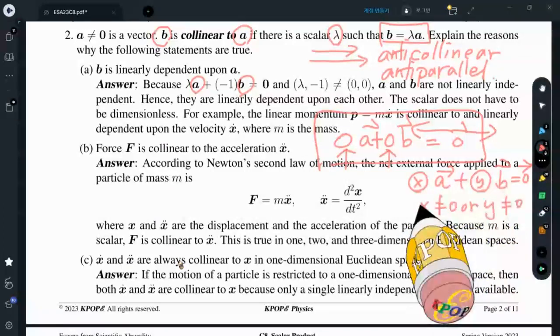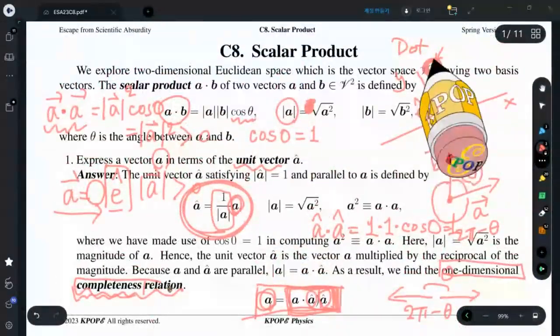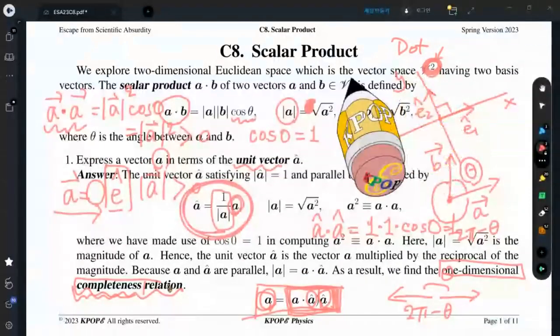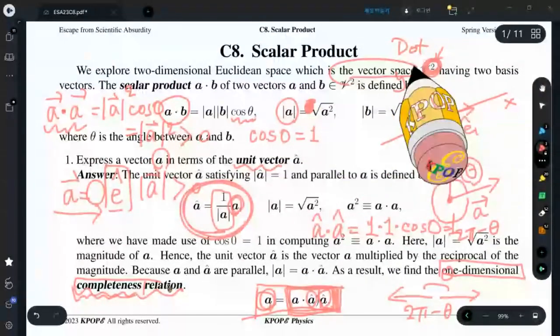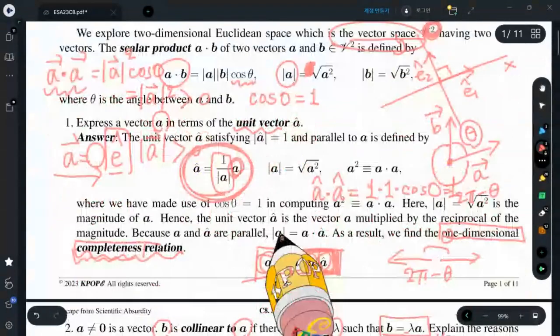So what we call the dimension of a vector space, that is a mathematical realization of the Euclidean space.